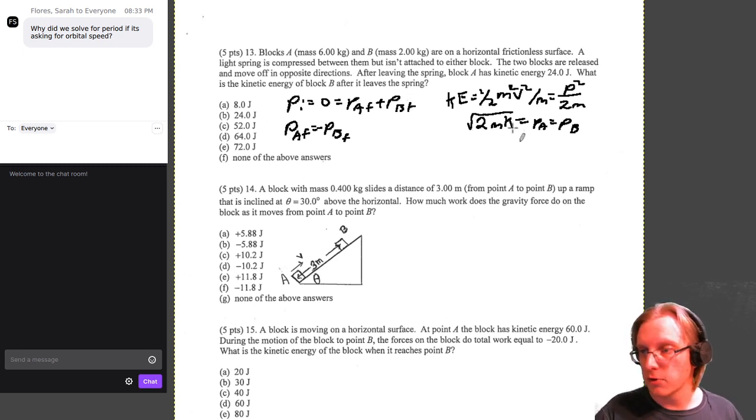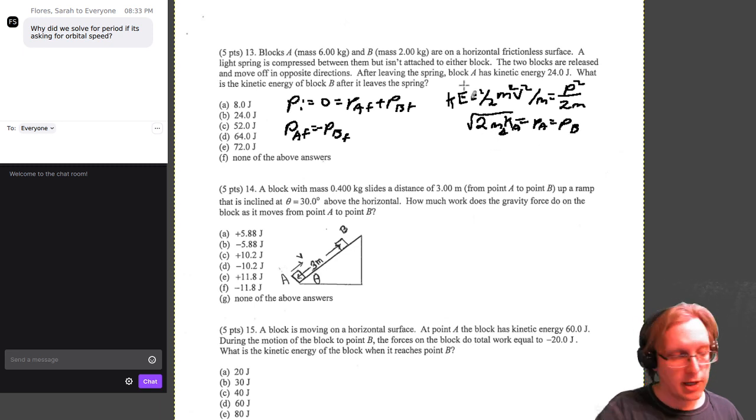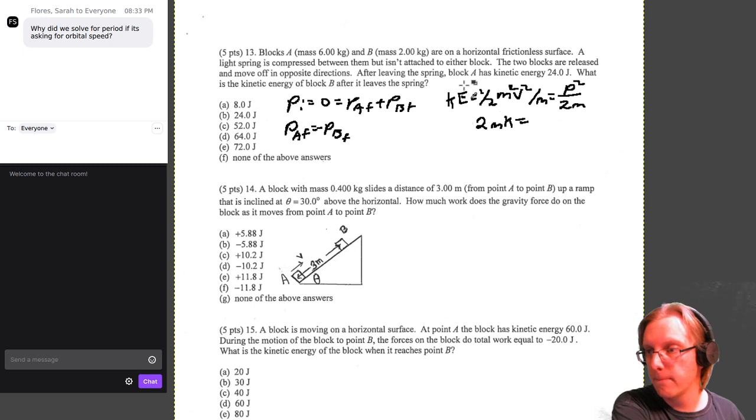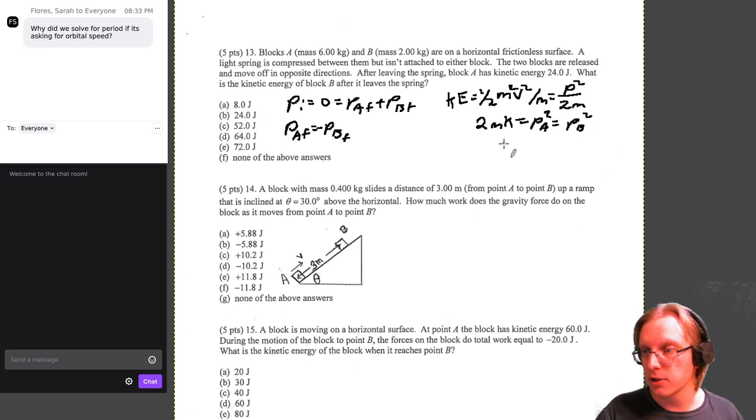So then, that's for A. A goes there. Let's just back up just a bit more. So p squared over 2m is equal to the kinetic energy. Momentum A squared is equal to momentum B squared. That's the kinetic energy of B after it leaves the spring, right? Yes, good. So now, let's see here. Kinetic energy, so let's put an A here and an A here.